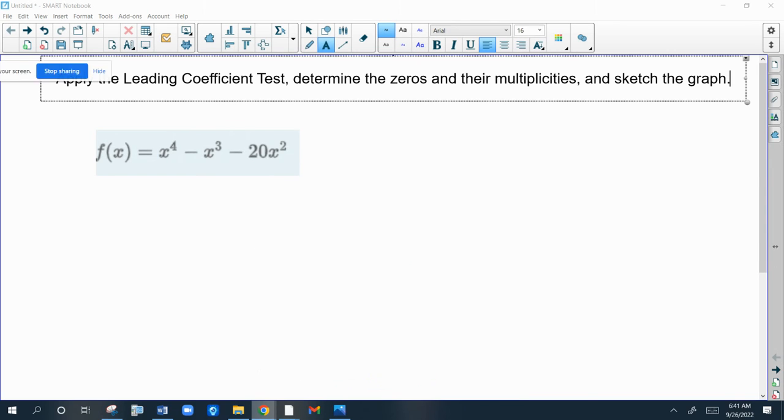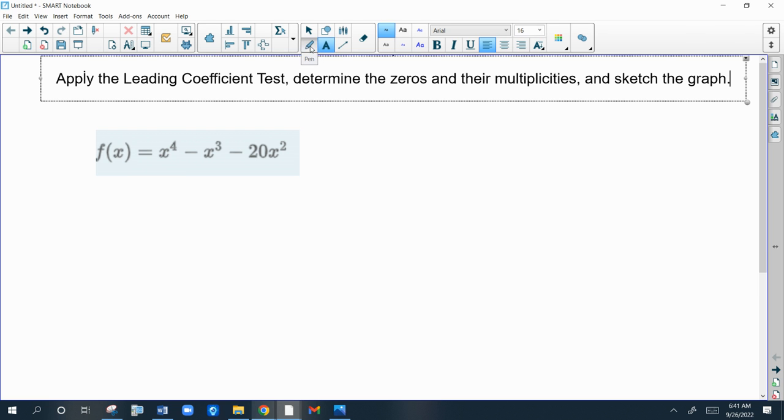So here we have a polynomial function, and we're going to apply the leading coefficient test, determine the zeros and their multiplicities, and then with that, we're going to do a quick sketch of the graph. It's pretty easy. First thing is leading coefficient test.